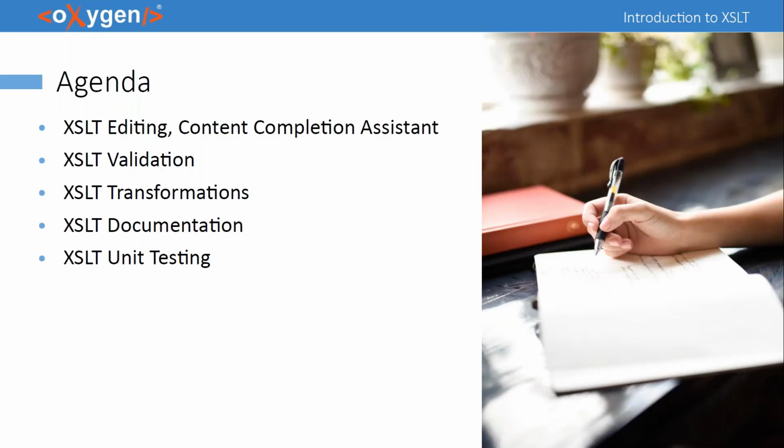Here's the agenda of the presentation. First we'll discuss XSLT editing and the content completion assistant, and I'll show you some interesting things here. Also how you can validate XSLT. Then we'll make some transformations. At the end, we'll generate the documentation for our style sheet, and we'll also create unit tests.